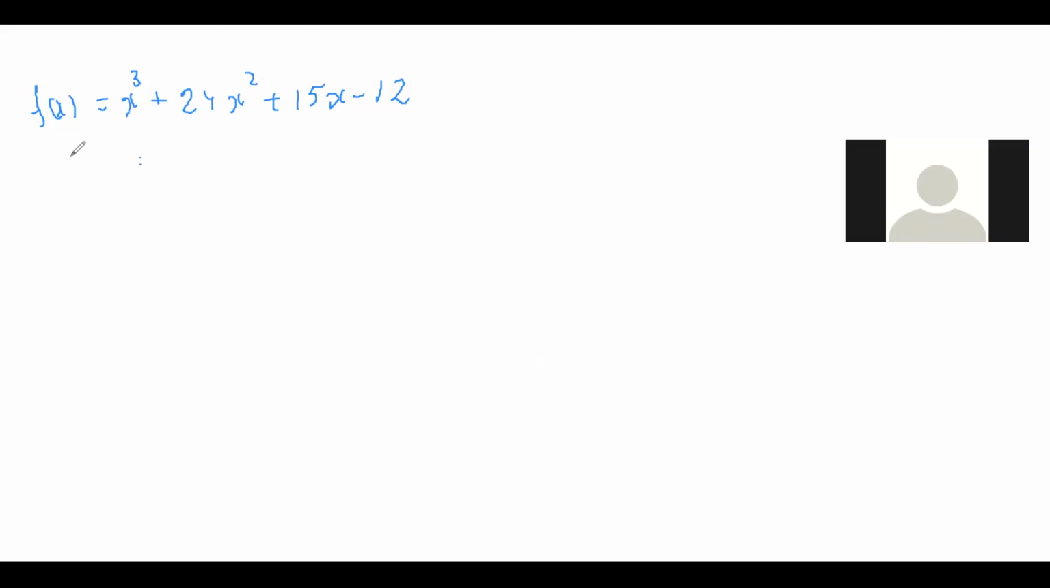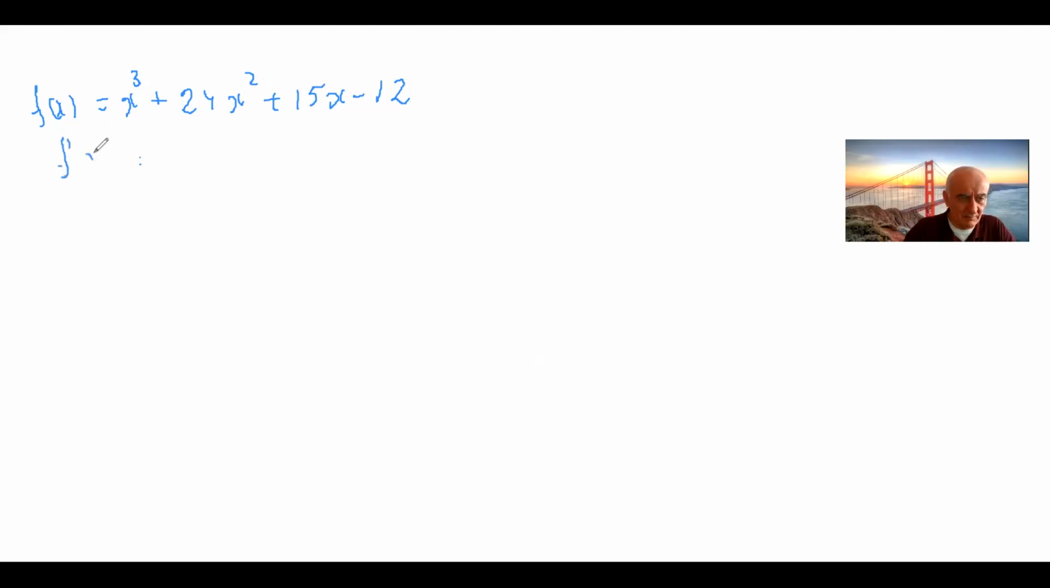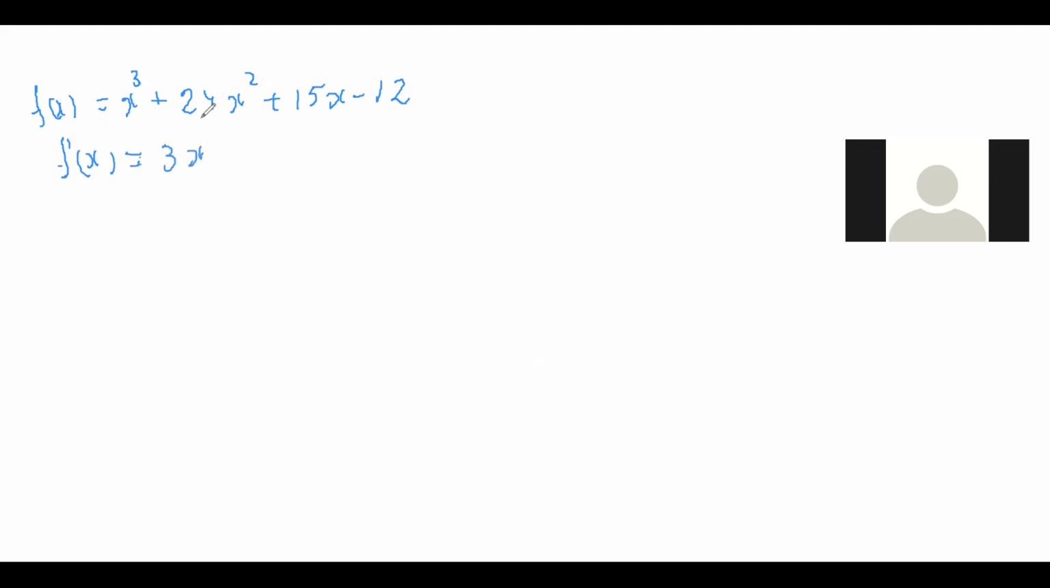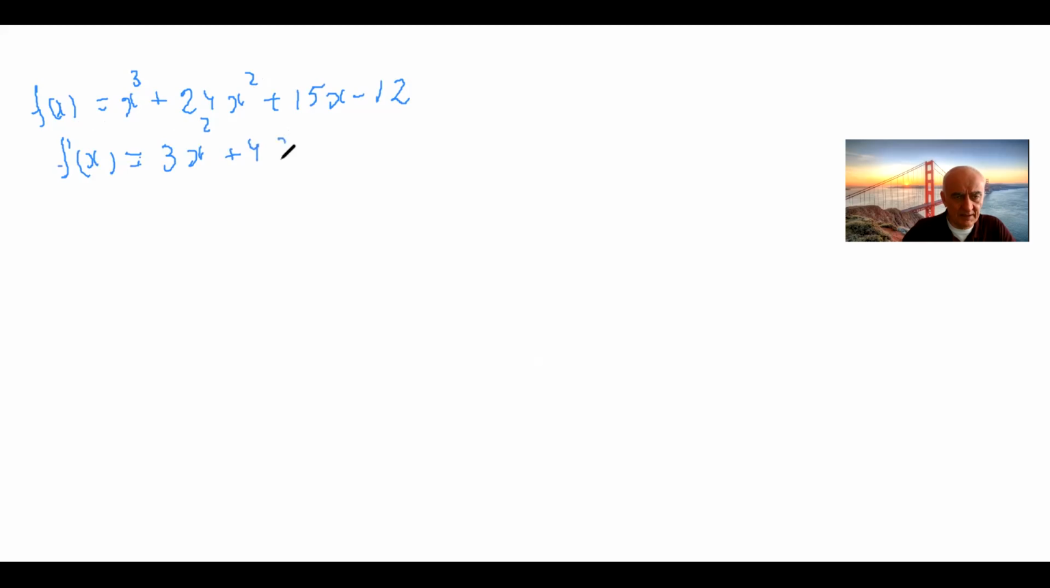Now let's consider this example. We have f(x) equals x cubed plus 24 times x squared plus 15 times x minus 12. Now, our goal is to find when this function is concave up and when it's concave down. Okay, what is the first step? First derivative. First step is first derivative: 3x squared plus 48 times x plus 15.